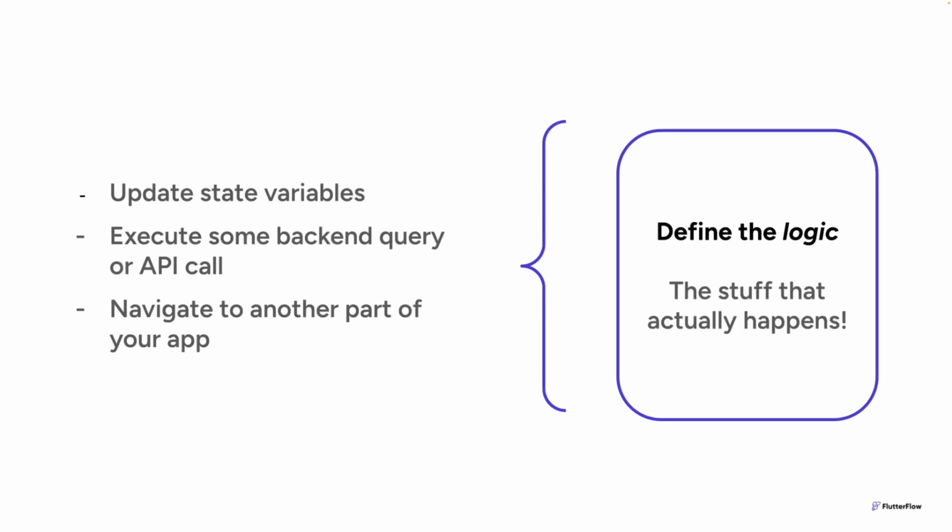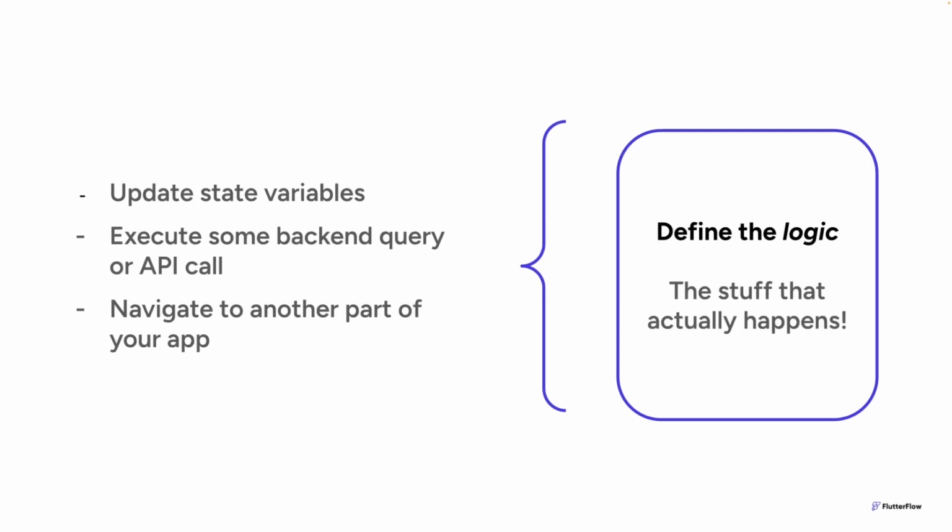Well, you may say right now, how can you define a logic? Defining logic containing an action or a set of actions can involve many things. Maybe you want to update the value of a state variable. This way, you can conditionally change widget properties based on their value. You may want to execute some query or API call to fetch data and display in your app. You may want to navigate to a different part of your app, like open a new page and show a dialog.